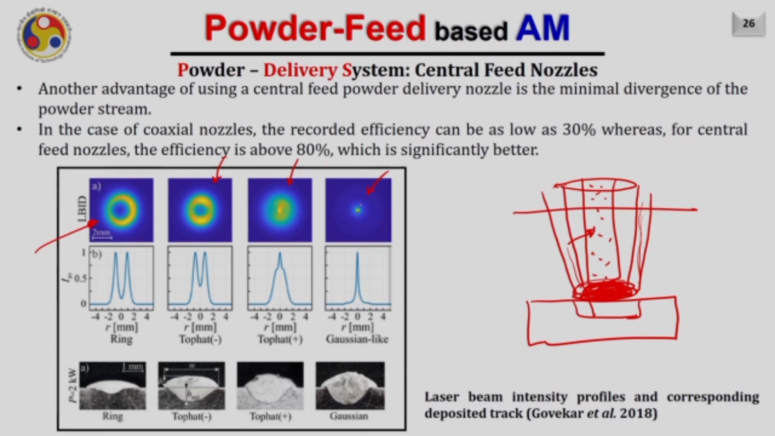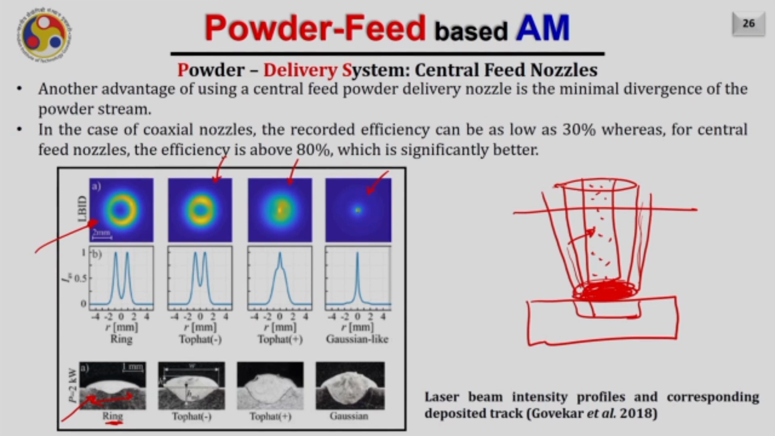Also, now as the powder is absorbing some of the energy from the center of the laser beam, the intensity will become quite uniform, and as a result you can see this type of deposition will be obtained by a ring type cross section of the laser beam. It is quite uniform in that case.